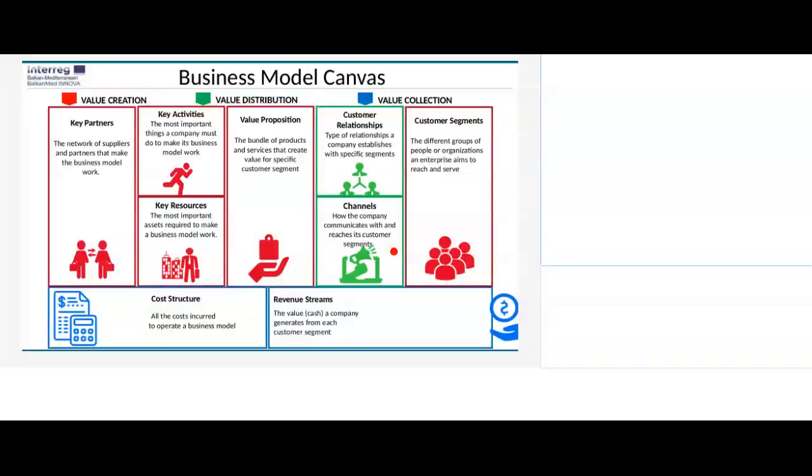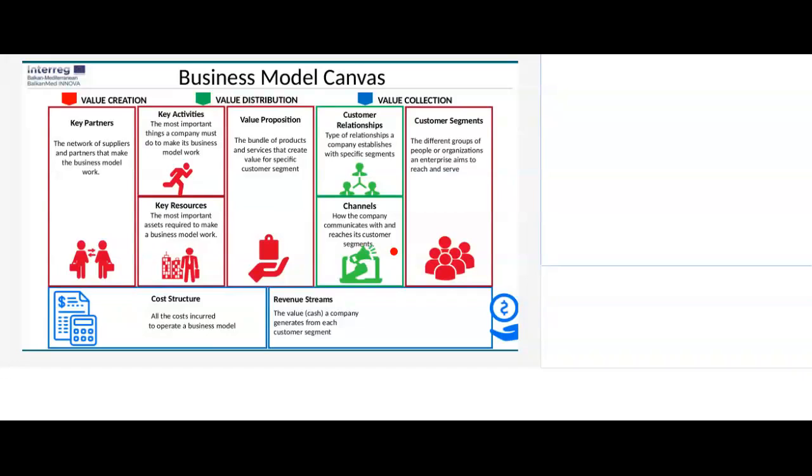I put the cash, I like that because sometimes it's not only about cash, if you have an NGO. But in most cases it's money we are talking about. The revenue streams are the ways in which your company makes money from the different customer segments.